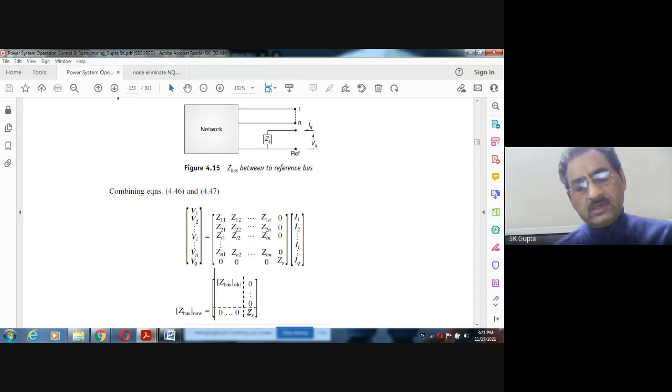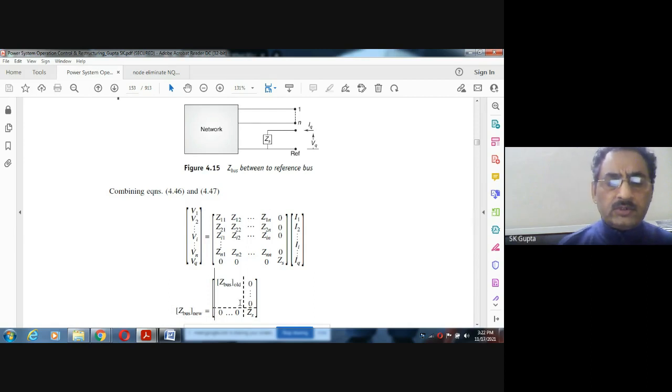It means we can say if a transmission line is added into the old network between the new bus and the reference bus, then one new row and one new column will be added into the old Z bus, and that diagonal impedance element will be equal to the impedance of the newly added transmission line. So this formula will be there.